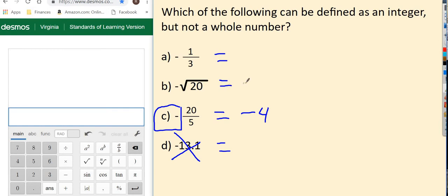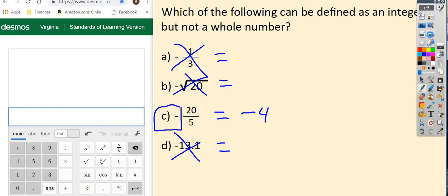Then we have negative square root of 20, which we know is irrational, so it's definitely not an integer. And negative 1/3 is a decimal, so it's definitely not an integer. So the only one that works there is C.